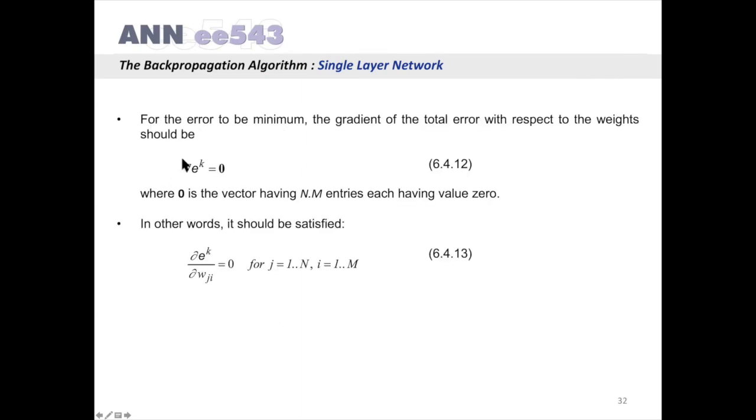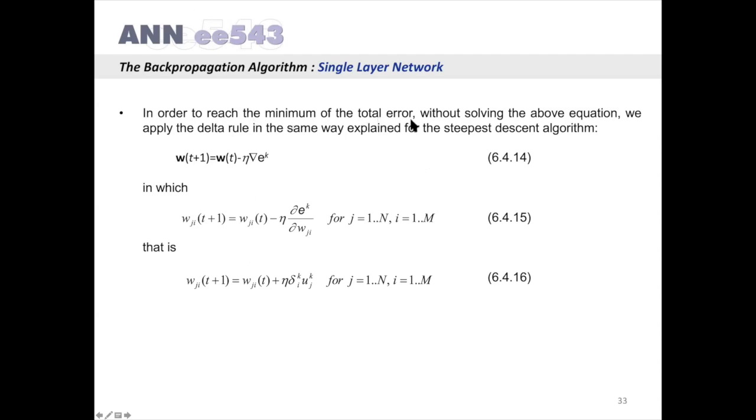For the error to be minimum, the gradient of the total error should be equal to the 0 vector, where 0 is the vector having n times m entries, each having value 0. In other words, it should be satisfied that the partial derivative of the total error when input uk is applied with respect to wji is equal to 0 for j from 1 up to n and i from 1 up to m. In order to reach the minimum of the total error, without solving the above equation, we apply the delta rule in the same way explained for the steepest descent algorithm. We are going in the direction of the negative of the gradient in order to decrease the error.